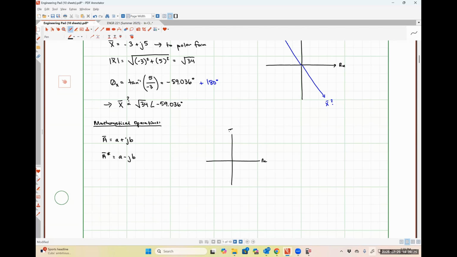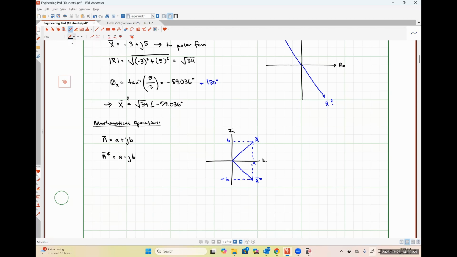Okay. So if I were to look at this on a complex plane, where here's my positive real axis, here's my imaginary axis, if this guy right here is A, where this is the real part and this is the imaginary part, then A conjugate is just going to be this guy down here, where the real part is the same, but the imaginary part is now at negative b.